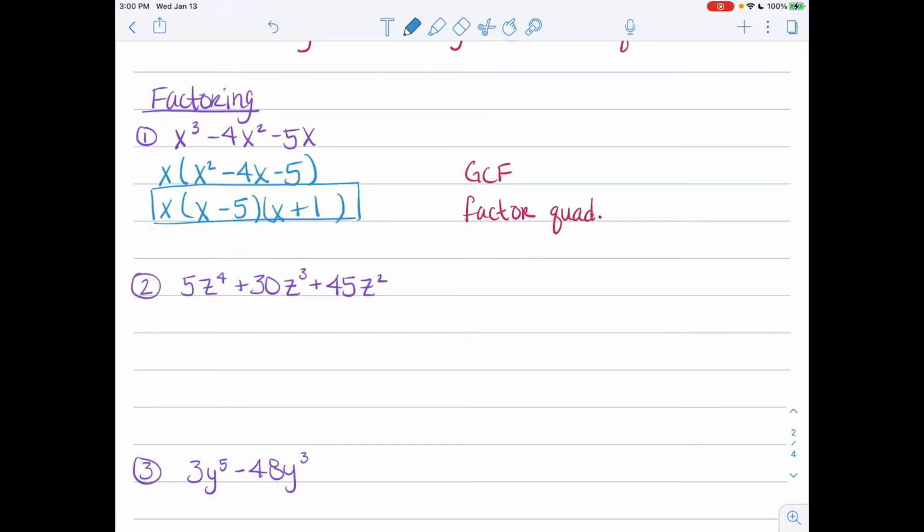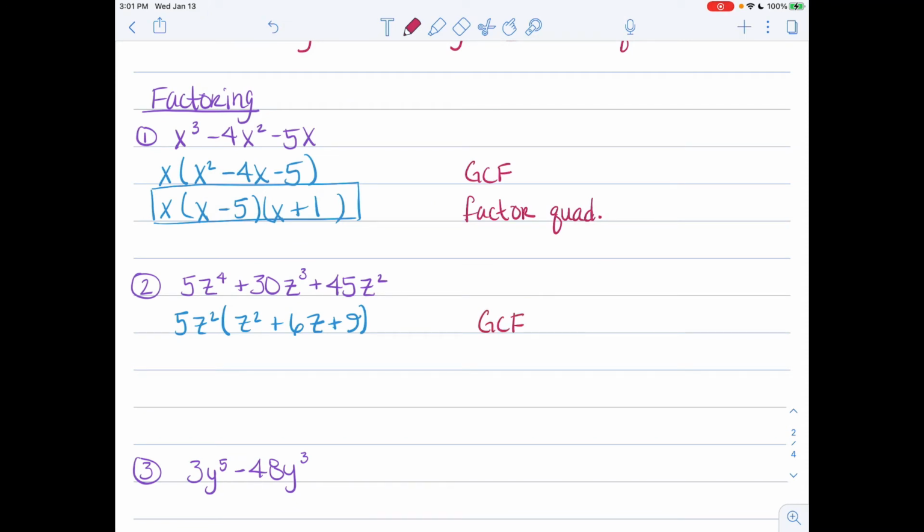All right, this time I have 5z to the 4th plus 30z cubed plus 45z squared. And again, first thing I'm going to ask is, do we have a GCF, a greatest common factor? And this time we have both a number and a variable that's a greatest common factor. I see 5 and I see z squared. Once we take that 5z squared out and divide each term by it, since we're bringing it to the front, we can say that we have z squared plus 6z plus 9 as what's left. And again, this is just GCF.